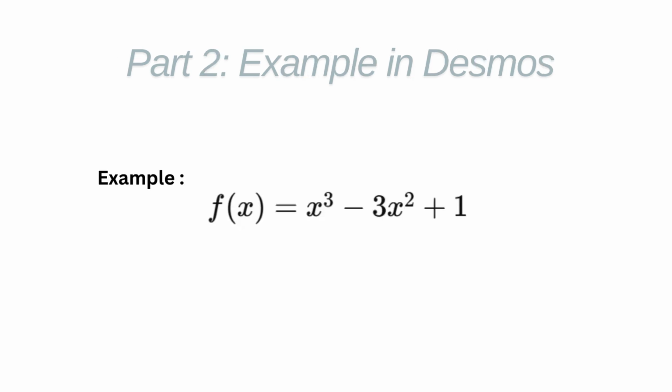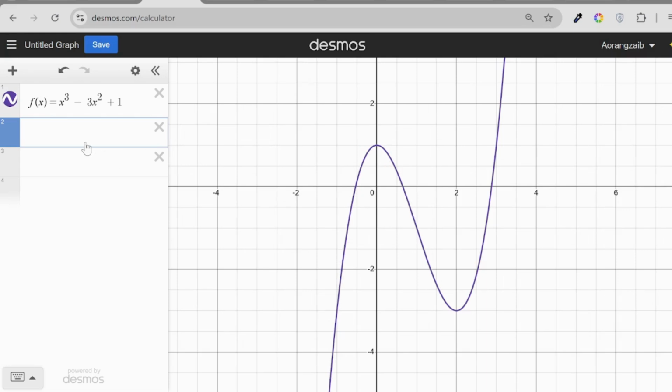Part 2, example in Desmos. Now let's bring this to life in Desmos. We will work with the example f(x) equals x cubed minus 3x squared plus 1. Open Desmos and type the function f(x) in the equation bar. Next, add the derivative f'(x) equals 3x squared minus 6x in Desmos. This equation will help us analyze the slope of f(x).